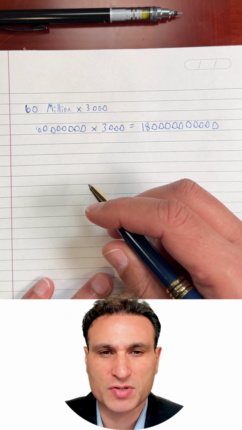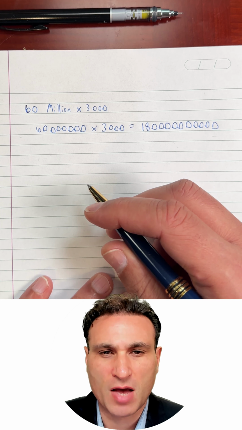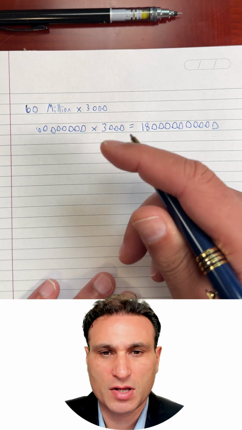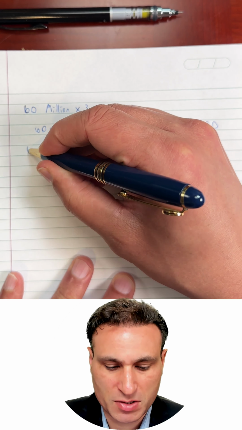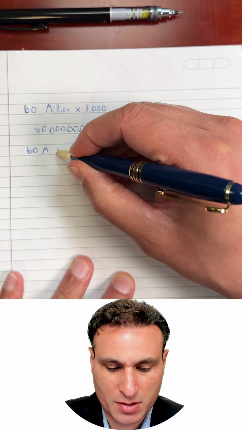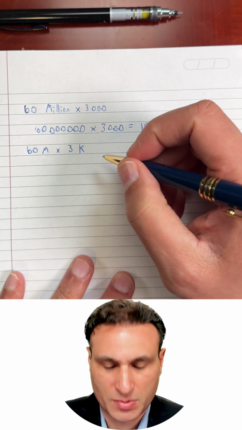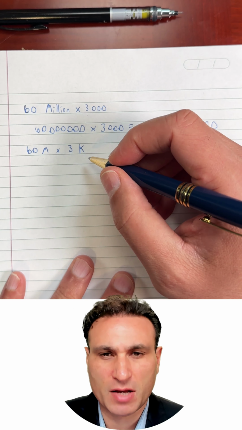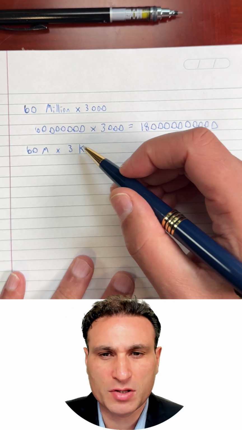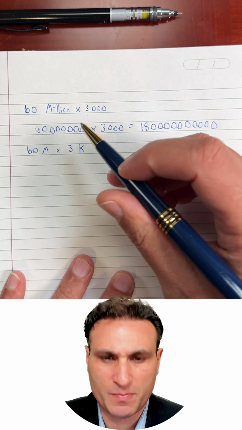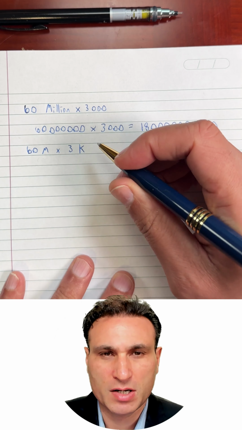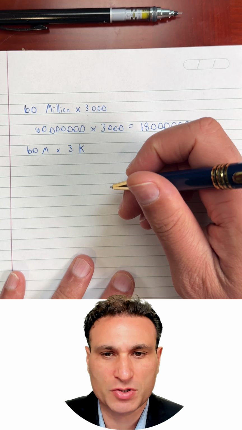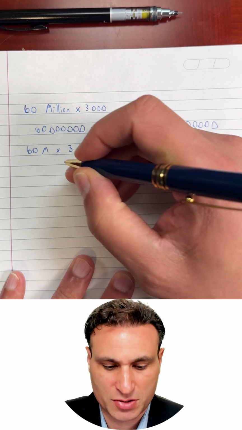First, we write or represent the numbers using the abbreviation M for million and K for thousand. These values are called units of magnitude. So this calculation becomes 60M times 3K. K is short for kilo, which means 1,000. Note, I read the abbreviations out loud as the full unit name, so I would read this out loud as 60 million times 3,000.